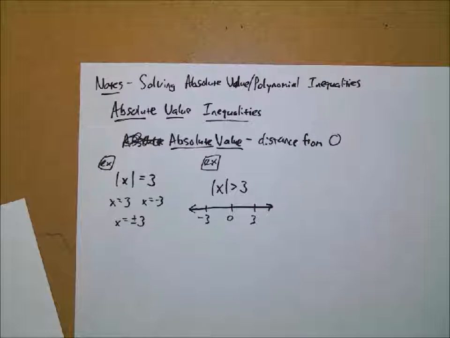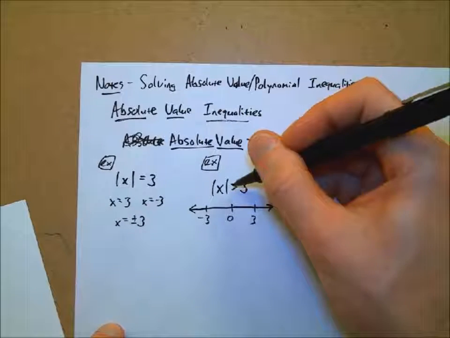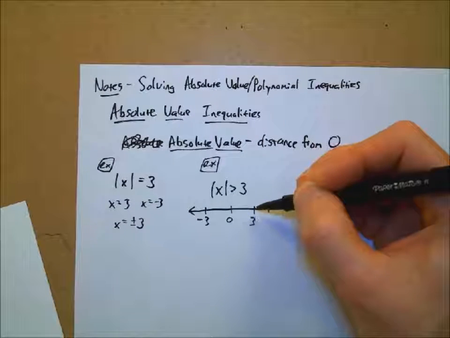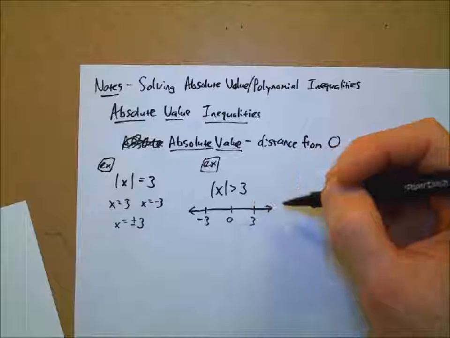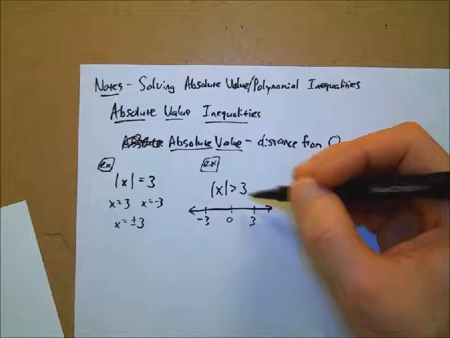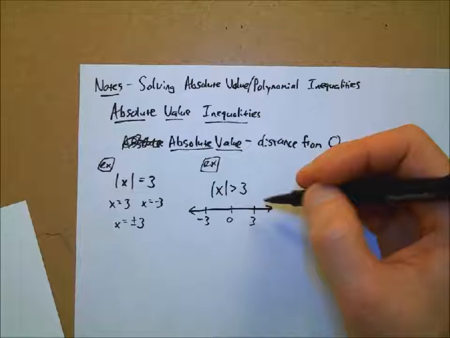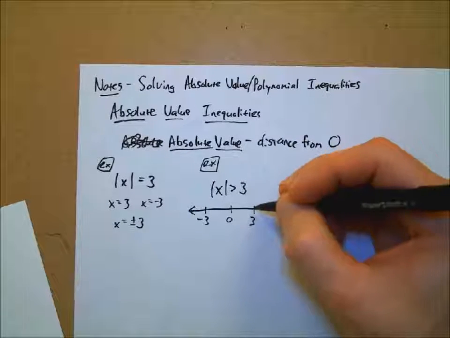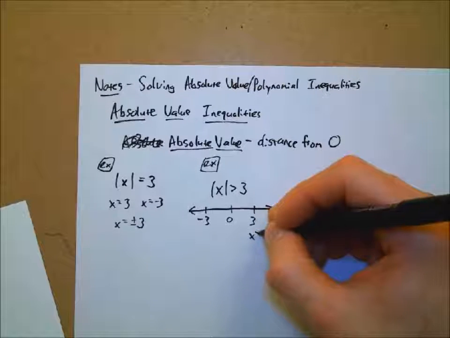So of course 3 and -3 are exactly 3 units away, but if we want to go greater than 3 units away, well, 3 is 3 units away from 0. If we want to go more than that, do we want to go further to the right or further to the left? If we want to go greater than a distance of 3 from 0, we want to go which way? To the right. These are values that are greater than 3 away. So this means we want x greater than 3.